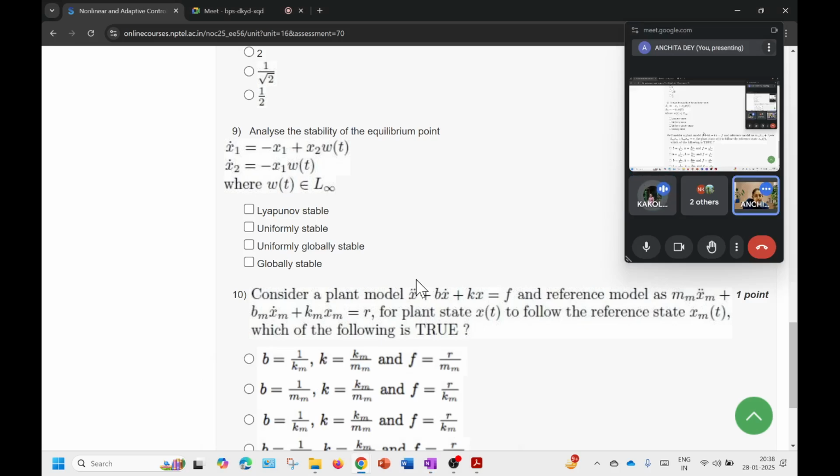L infinity. Yeah. Of this very signal, whatever is given to you.